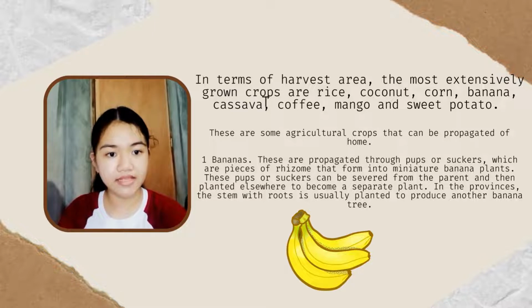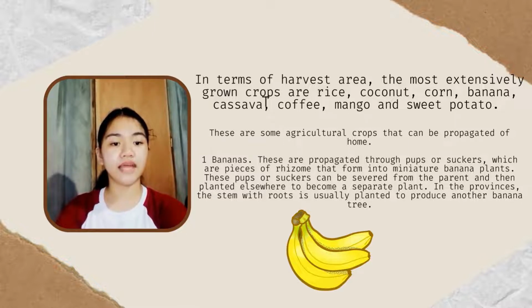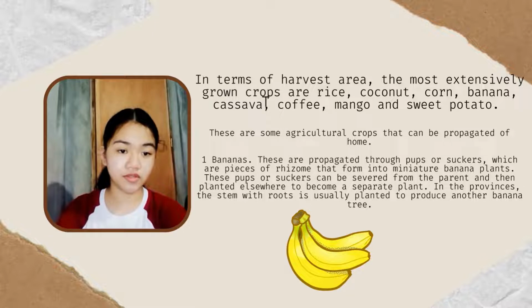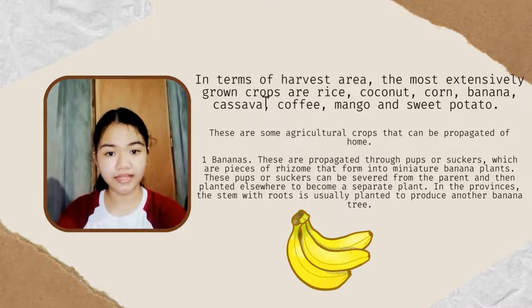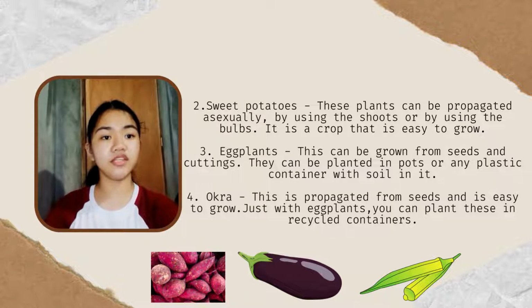First, bananas. These are propagated through pups or suckers, which are pieces or rhizomes that form into miniature banana plants. These pups or suckers can be separated from the parent and then planted elsewhere to become a separate plant. In the provinces, the stem with roots is usually planted to produce another banana tree. Second, sweet potatoes. These plants can be propagated asexually by using the shoots, or by using the bulbs. It is a crop that is easy to grow.